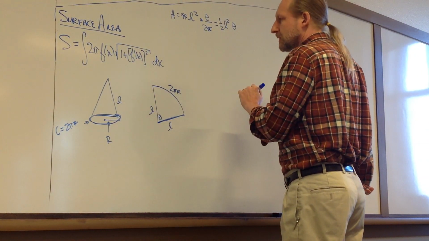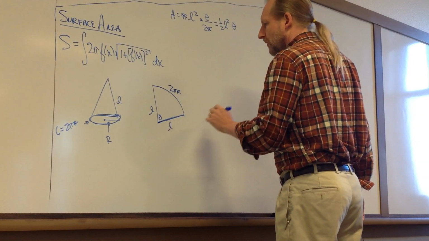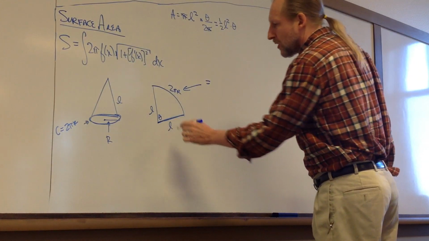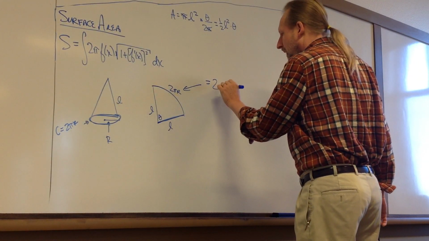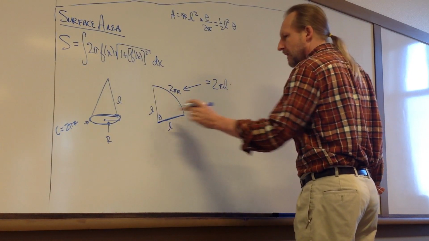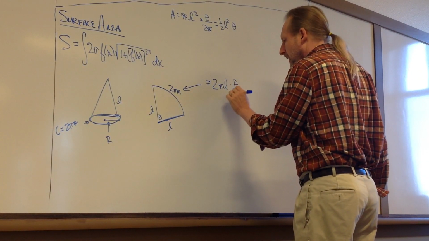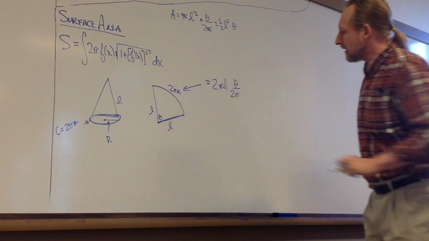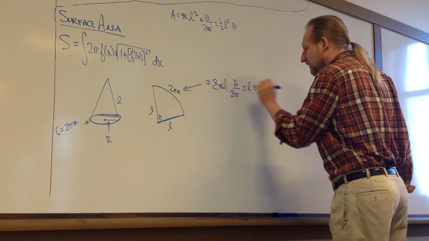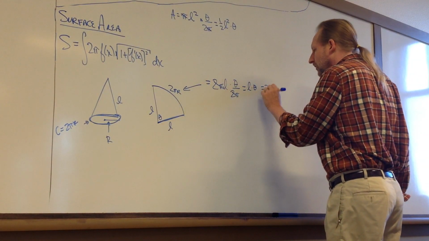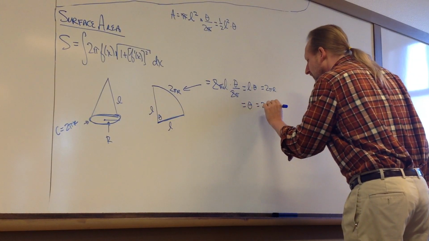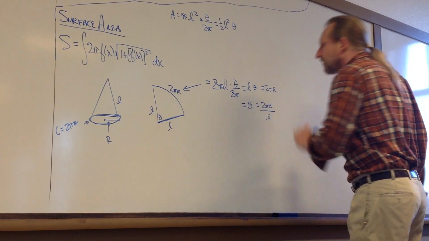And so let's see here. So this is going to be equal to 2 pi times the radius of that circle, which is L, and then times the proportion theta over 2 pi. So these 2 pi's cancel each other out. This is L times theta, and we know that that's equal to 2 pi r. So that says that theta is then 2 pi r divided by L.